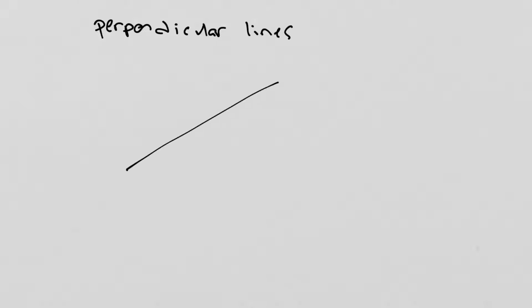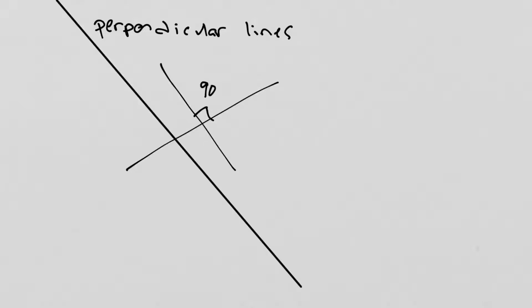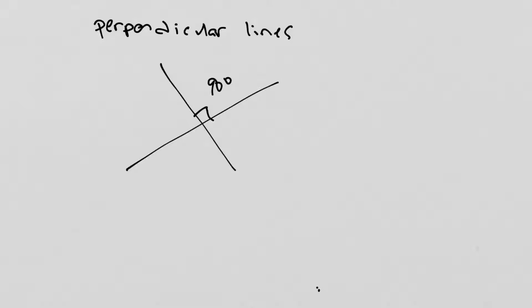If you remember from class, after we got done talking about parallel lines, we then jumped into perpendicular lines. These are any two lines that happen to meet at a right angle. So they meet at that 90-degree angle right there.